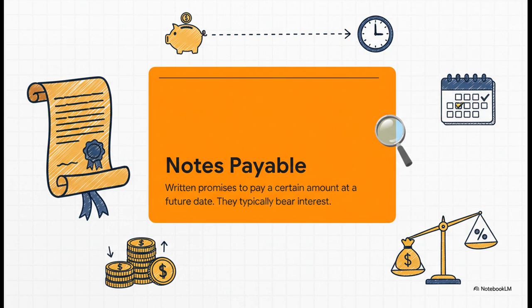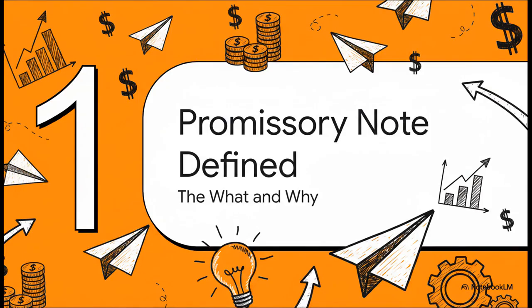So what is it? Well, at its absolute core, you can think of it as a formal, legally binding IOU. It's a written contract where one party promises to pay another party a specific sum of money by a specific future date. And, of course, there's almost always a cost to borrowing that money, which we call interest. Okay, so we have our textbook definition, but let's move beyond that. Let's really dig into the what and the why here.